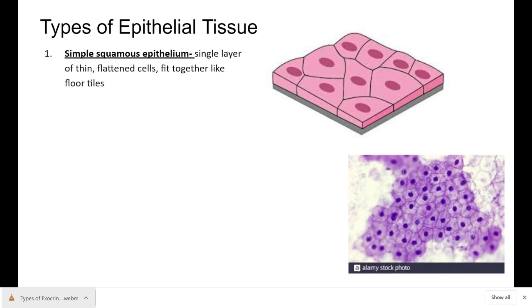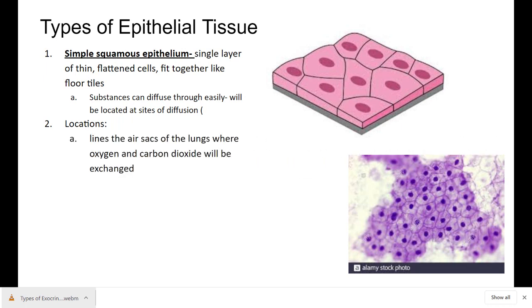So the first one is simple squamous epithelium. Remember, simple means one layer, squamous means flattened cells, so a single layer of flattened cells, and you can see on the picture it looks like they fit together like floor tiles. These things are pretty interesting because stuff can go straight through them. We're going to find these in a few different places, but really they are sites of diffusion.